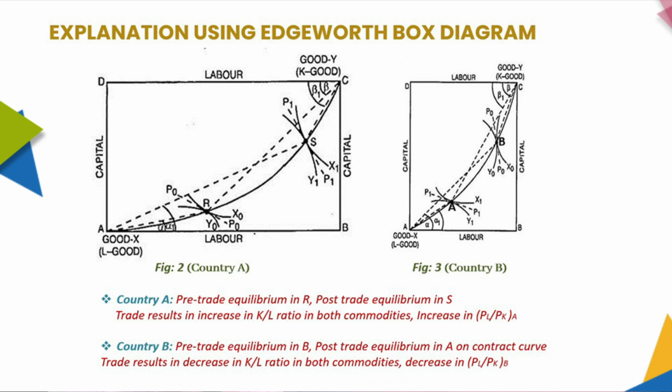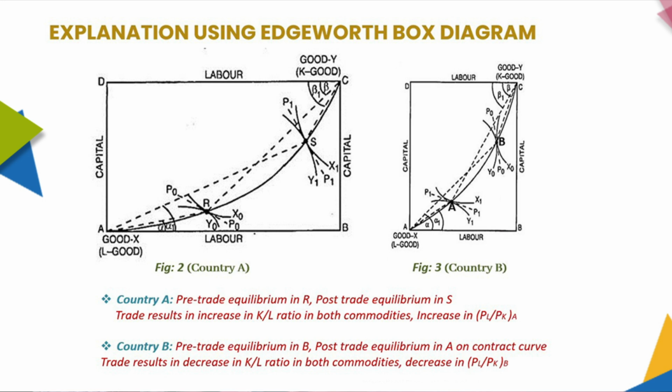Now, at point R, which is on the contract curve AC, the slopes AR and RC represent the capital labor ratio. Since country A is labor abundant, it has a comparative advantage in the production of commodity X. So after trade commences, it will produce more of X.